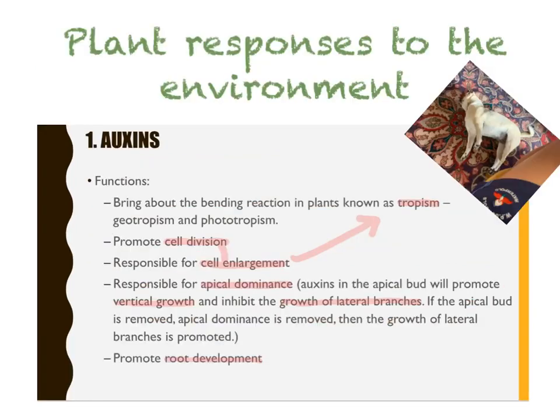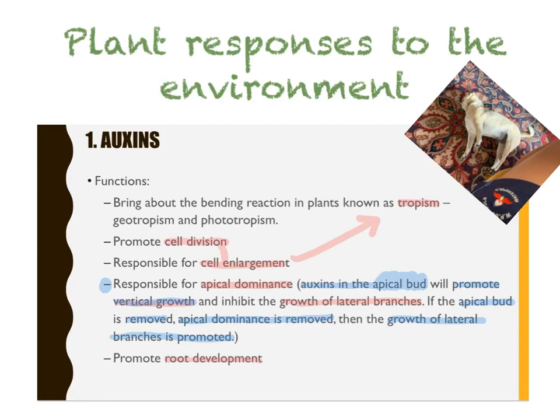And the last thing about doing the questions is you might get questions where they say the apical bud was removed. Now remember that auxins are responsible for apical dominance, because auxins in the apical bud promote vertical growth. If you remove this apical bud, will vertical growth occur? No. So if the apical bud is removed, apical dominance is removed. So the growth of lateral branches is promoted.